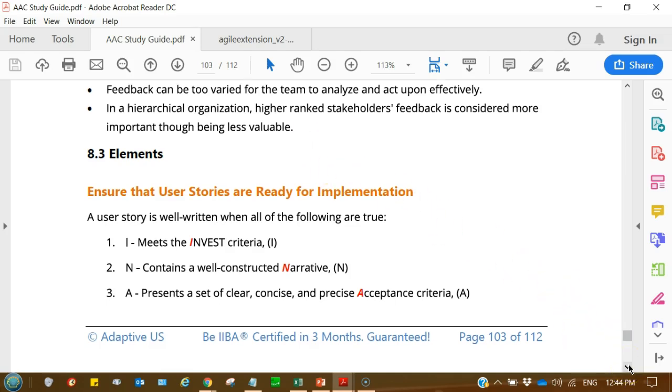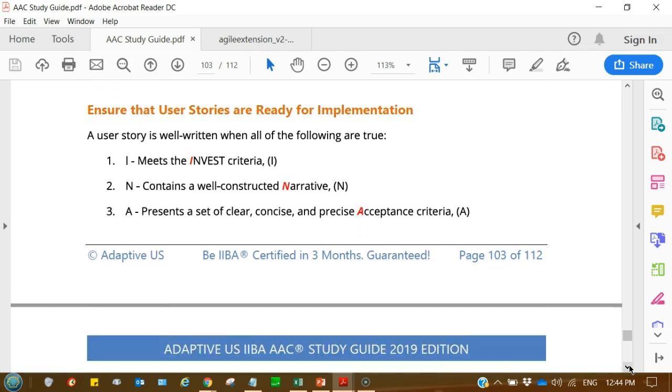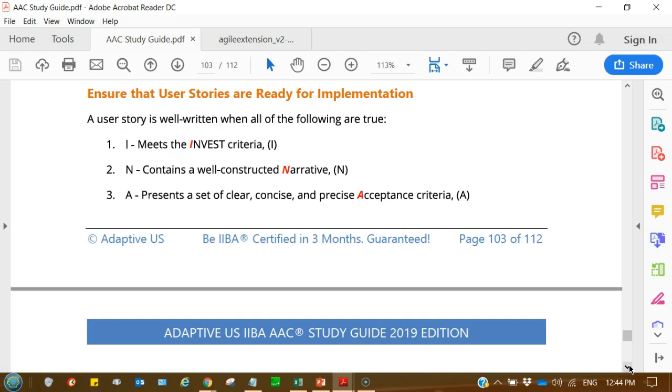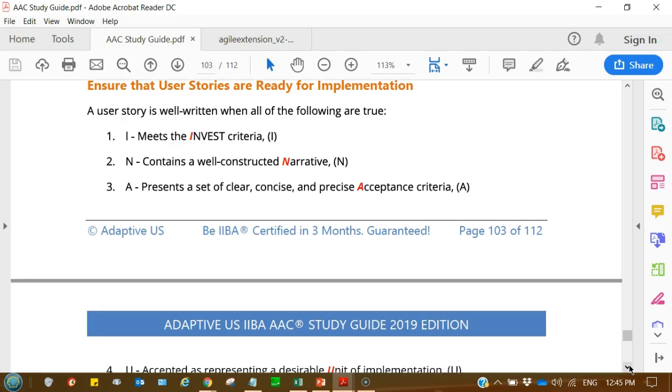In terms of the elements for review, obviously you need to be sure that you have the appropriate level of detail for your user stories so that it makes sense to work on them and ergo to review them.